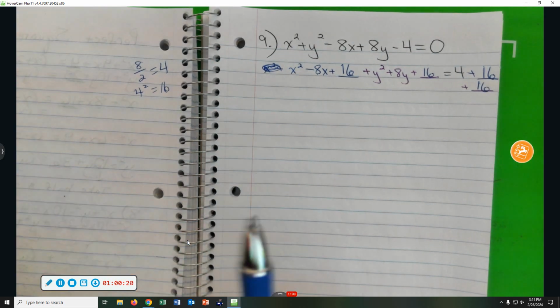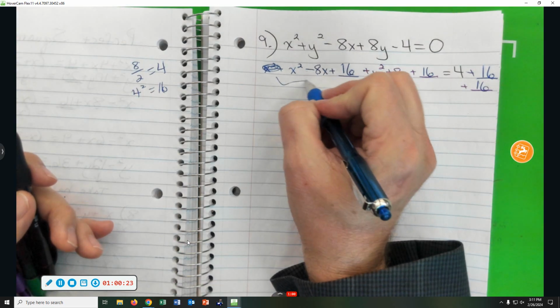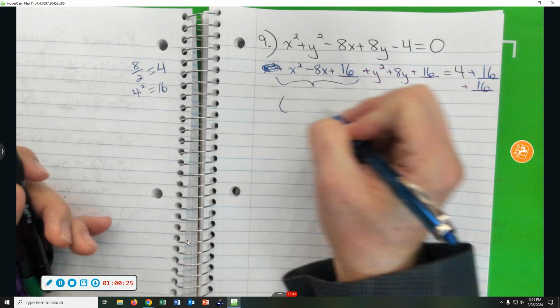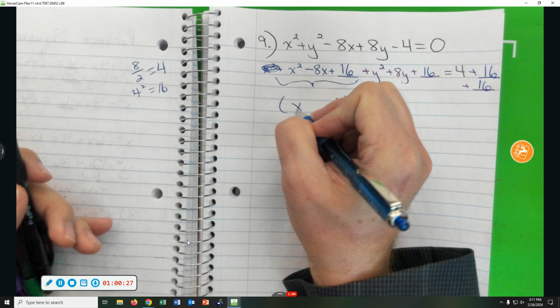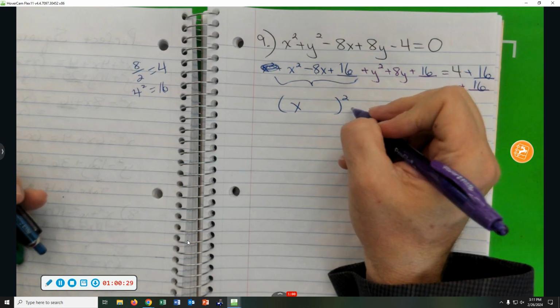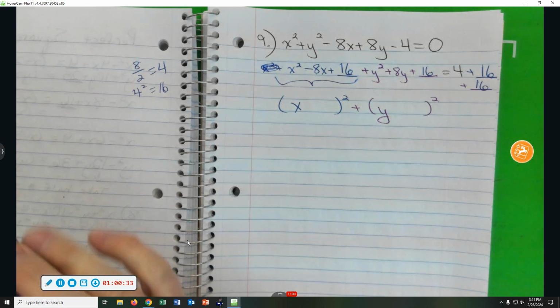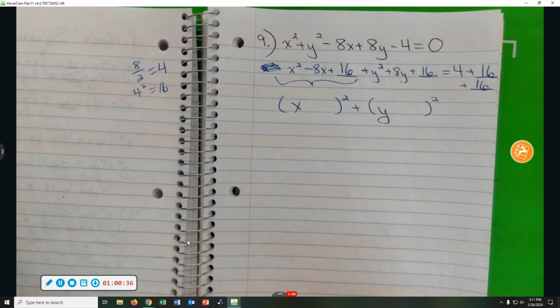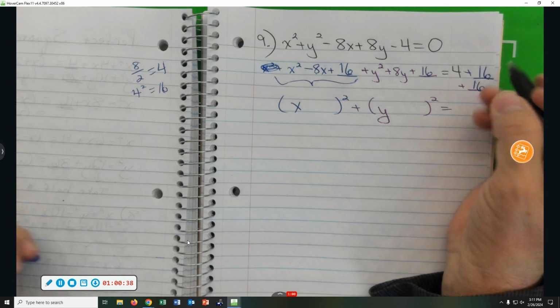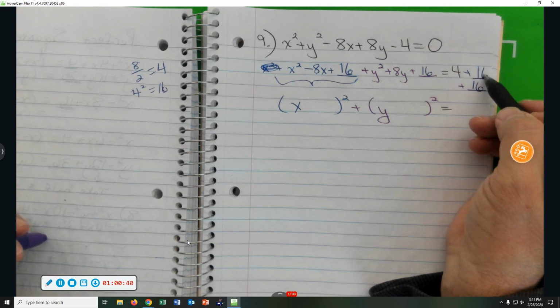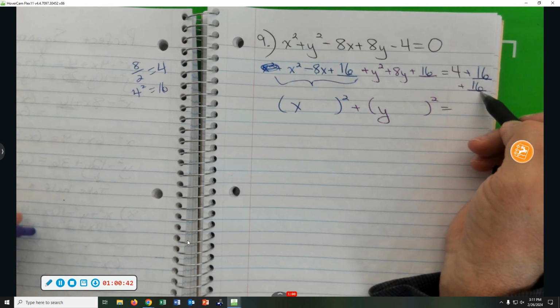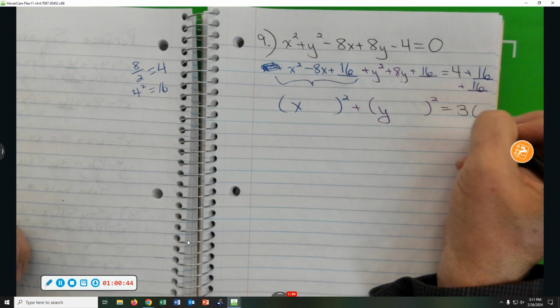So we'll factor the x's as a perfect square. We'll factor the y's as a perfect square. What have we got on the right-hand side? Okay, 4 plus 16 is 20, plus 16 gives us 36. I agree.